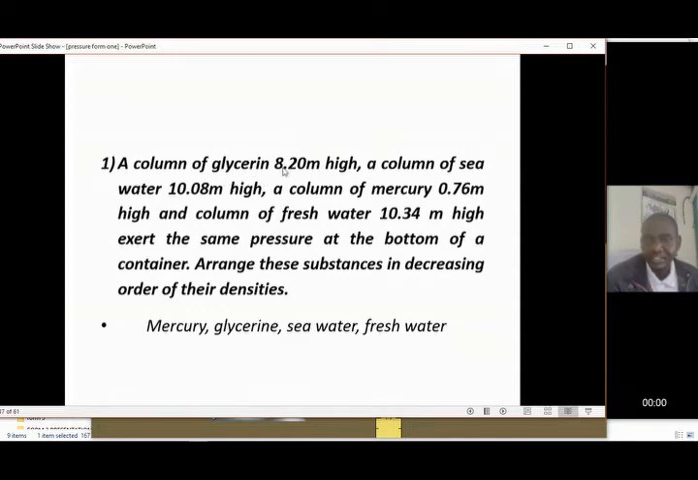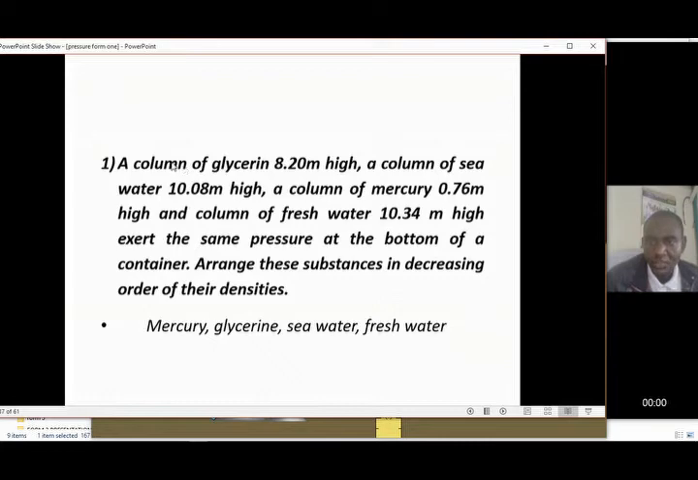Glycerin, it is 8.2. Seawater, 10. That means it has got less. The density of glycerin is greater than the density of water. Pressure is the same. Pressure is height times density times acceleration due to gravity. So we want to look at density and height. If we have got less height, then it implies density is high. If we have got more height, then it means density is low.